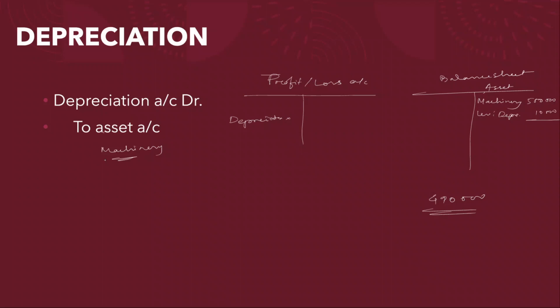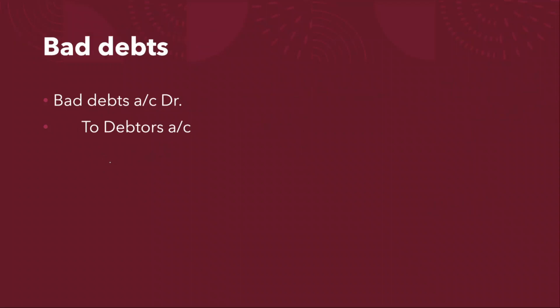Same way you can do for furniture also. Same way for plant and machinery, land and building. It will be the same process only. Next is your bad debts. Bad debts is nothing but any amount that debtors didn't pay, so it becomes your bad debt.